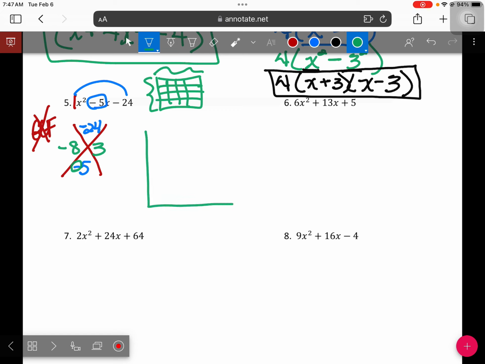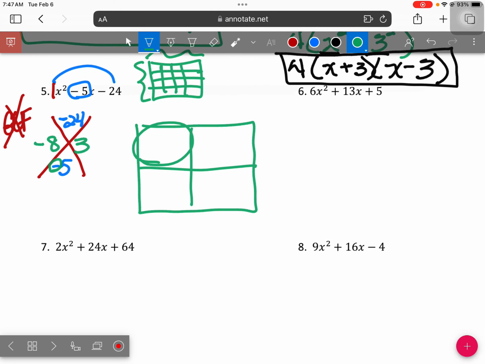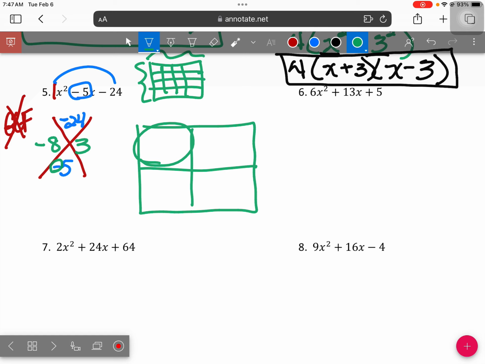All right, so let's go with the box. Justice, what goes in the upper left-hand corner? No, not 4. It's going to be your first term, your ax squared. So that's going to be just x squared right here. Okay. What about in the bottom box?